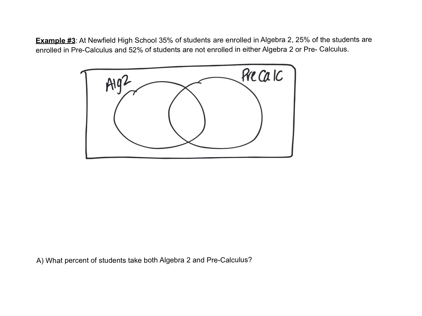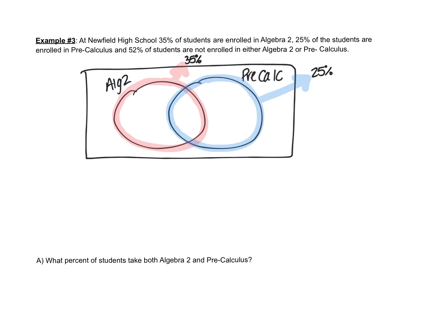So we can work the same way. We can just put percentages in here instead of numbers. So it says 35% of the students are enrolled in Algebra 2. So let's start this way. Let's highlight our Algebra 2 circle. All of this added up must be 35%. Okay. And then it says 25% of the students are enrolled in Pre-Calc. So if I use my other circle now, Pre-Calc, this entire circle must add up to 25%.